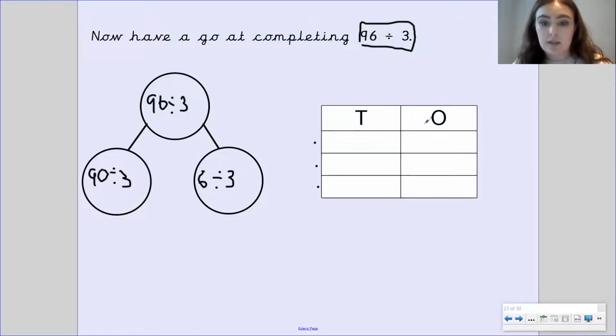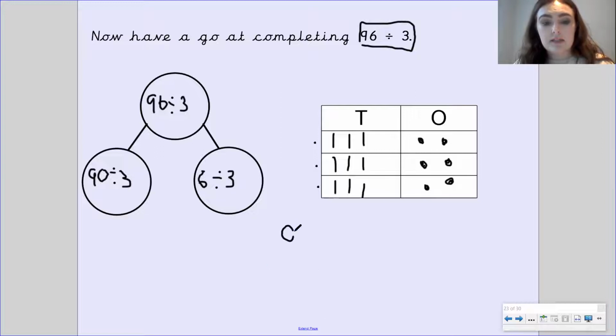Let's share 6 first. So 1, 2, 3, 4, 5, 6. Now it's important that you are sharing this equally. That's why I did it one at a time for each group. Now let's do it for the 10s. So we're sharing 90 by 3. So 10, 20, 30, 40, 50, 60, 70, 80, 90.